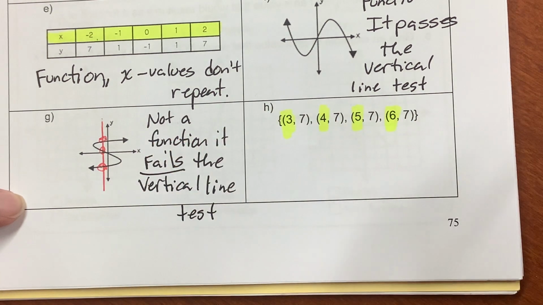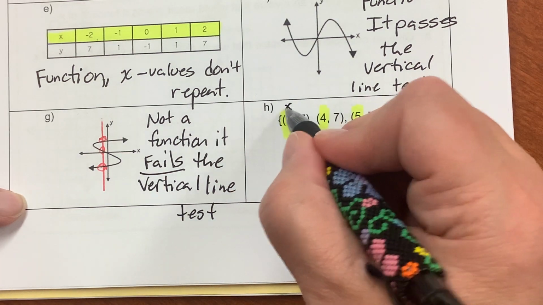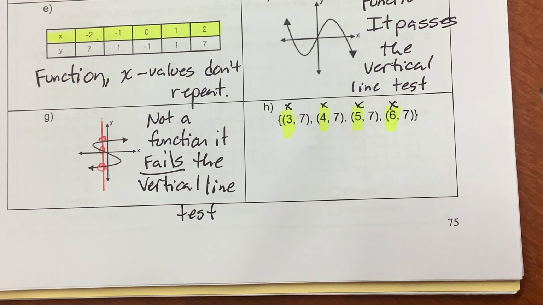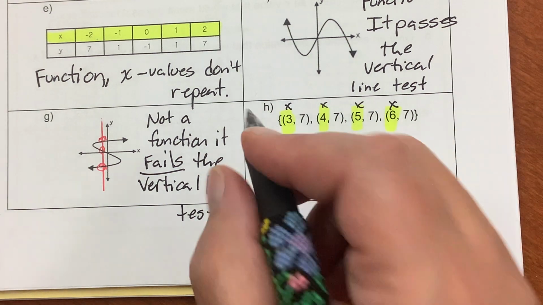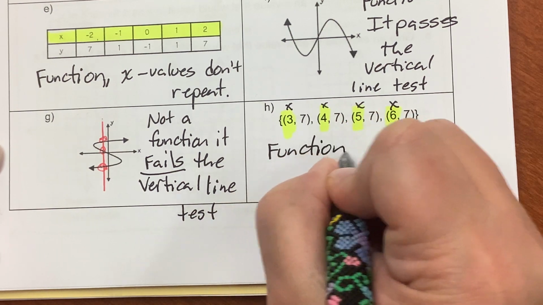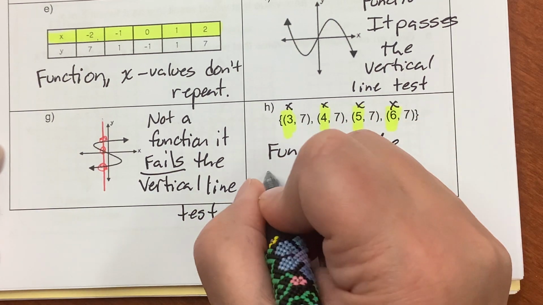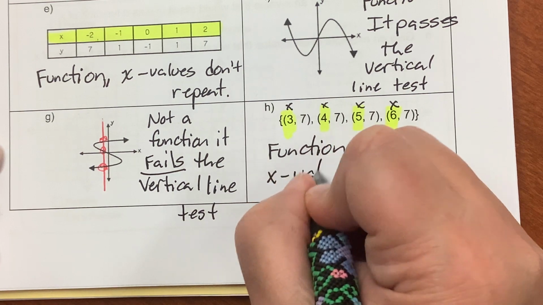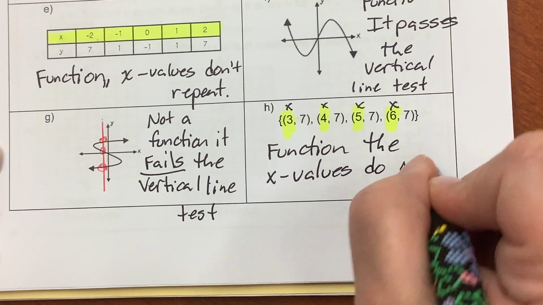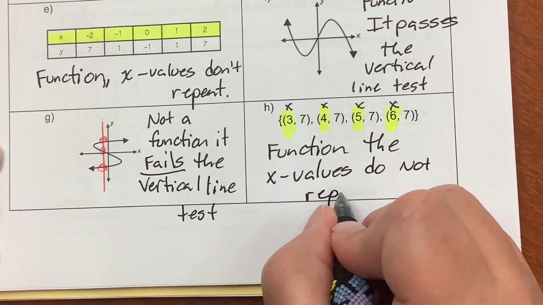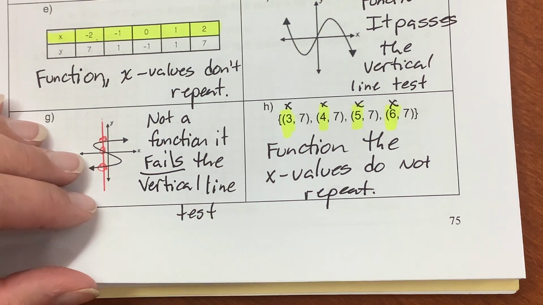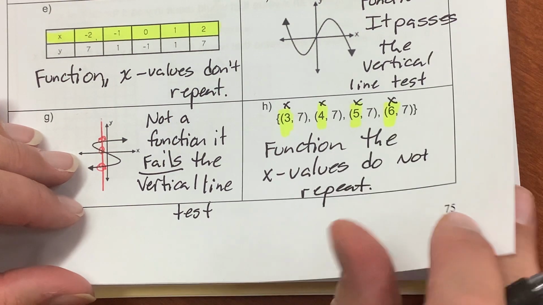That's a failure. All right, let's look at this. X is 3, X is 4, X is 5, X is 6. Well, that definitely does not repeat, so this is a function. The X values do not repeat. Yay! All right. 76 and 77 are a U-triad.